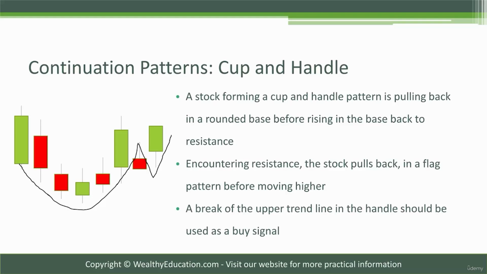And then you have a move out of the handle to the upside, which is your buy signal. As a secondary buy signal, you can use the resistance level, which is formed at the lip of the cup. So let's take a look at the cup and handle pattern on a chart.